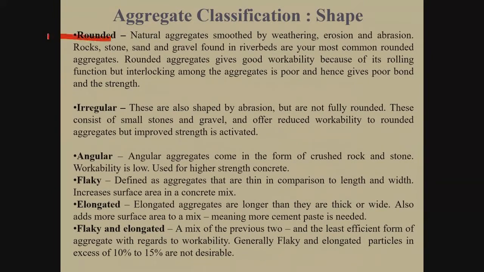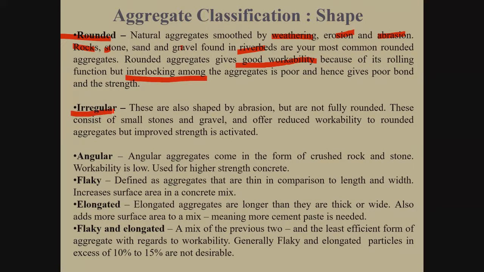Now, rounded aggregates are usually formed by weathering, erosion, and abrasion, and rocks, stones, sand, and gravel found in river beds are the usual examples of rounded aggregates. Now, rounded aggregates have two things. They have good workability because the resistance to flow or sliding is less, but at the same time, they do not have any good interlocking mechanism. So the resultant strength achievable from the rounded aggregates will be less, and the workability will be more.